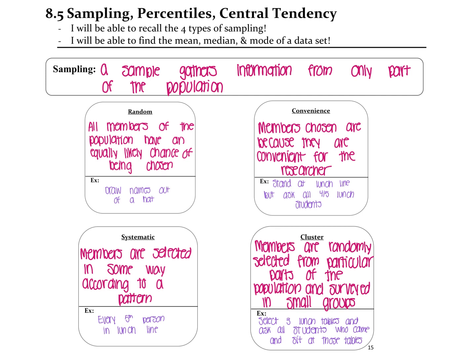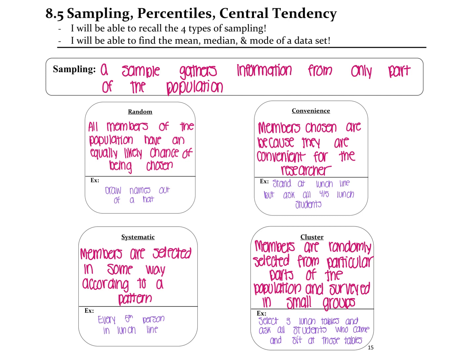Then the next one is convenience. This is where members are chosen because they are convenient for the researcher. So for example, say you're conducting a survey at school, you stand at lunch line during your lunch, which maybe is 4 or 5, and you only ask those students. That's convenient for you because you're already there, but you're not necessarily getting information on the whole population.